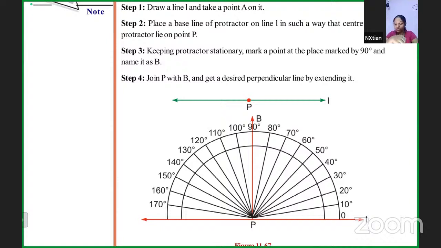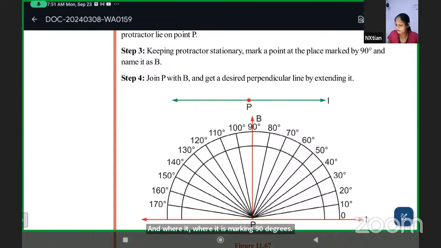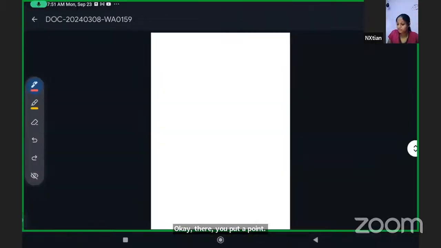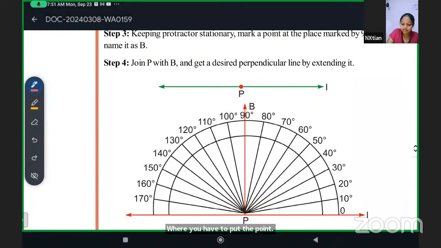Then hold the protractor with your two fingers. Where it is marking 90 degrees, there you put a point. Suppose here the protractor is marking 90, so you put a point here where the protractor is marking 90. Name it point B.